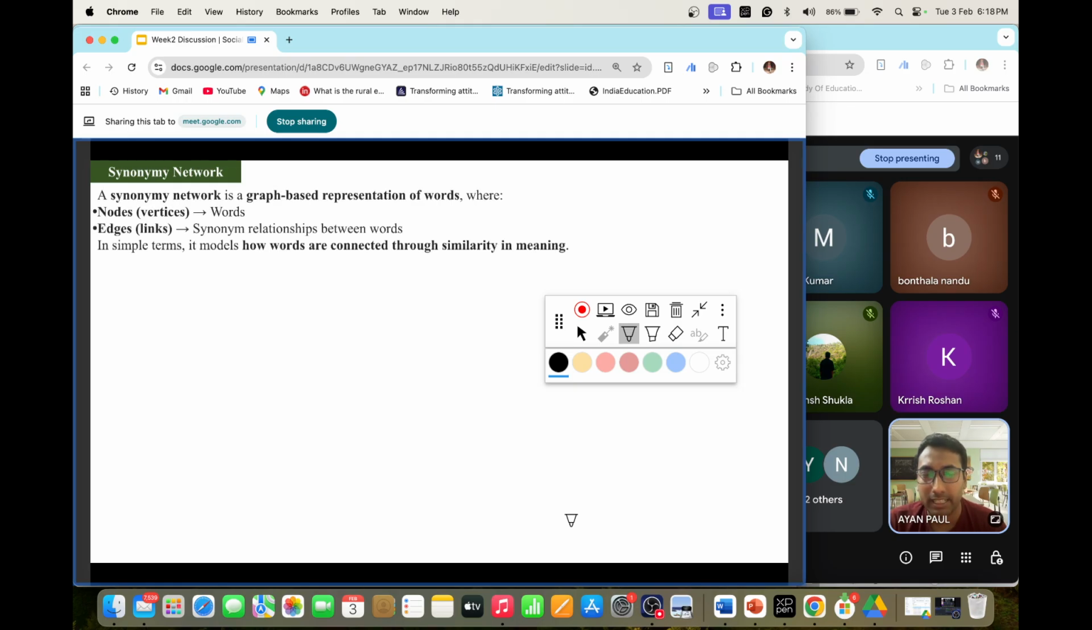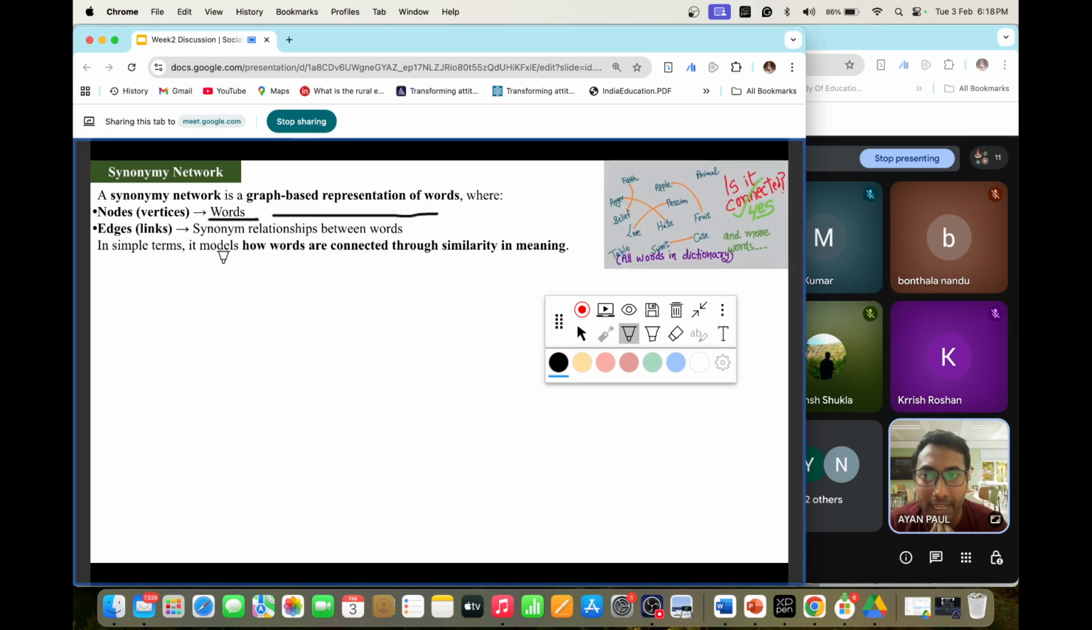The second network that has been discussed in this week is the synonymy network. What is a synonymy network? It is a graph-based representation of words, where nodes are words and edges are synonym relationships between the words. That means words which are synonymous to each other will link. In simple terms, it models how words are connected through similarity in meaning. For example, faith is connected to belief, anger is connected to hate, apple is connected to fruit, and similarly. So that is the synonymy network.